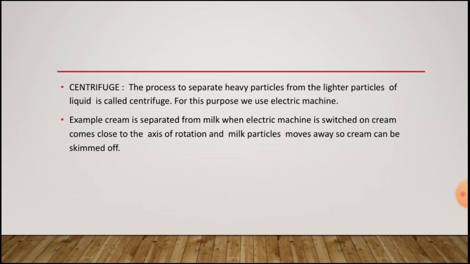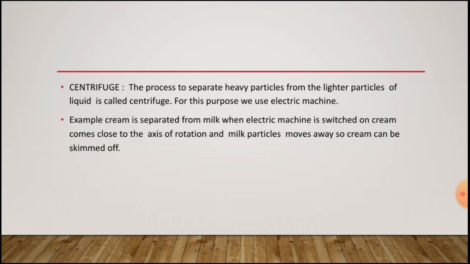What is centrifuge? Centrifuge is a process in which the heavy particles and lighter particles of a liquid are separated. For this purpose we often use an electric machine. The cream from the milk is separated by the principle of centrifuge.